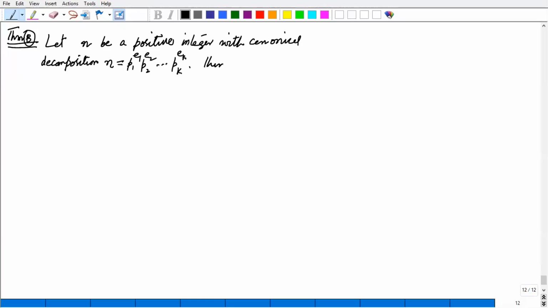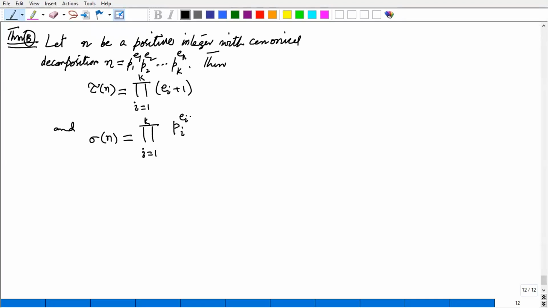Then tau of n can be computed by using this formula, product i from 1 to k of (ei plus 1), and sigma of n can be computed by using the product i from 1 to k of (pi to the power ei plus 1 minus 1) over (pi minus 1).